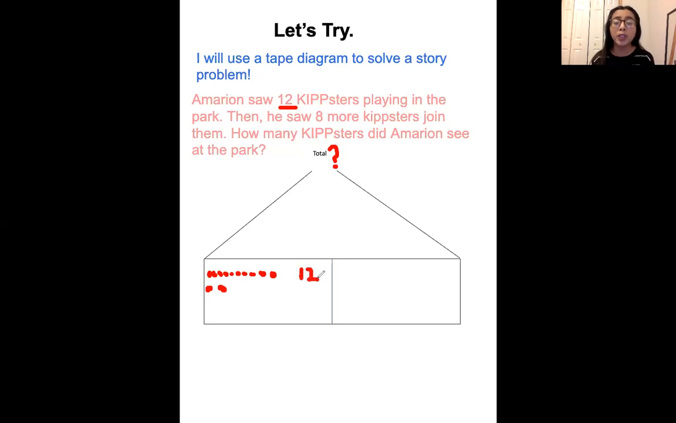And it's also important in a tape diagram that you label what the parts are. So these are the ones that he saw in the beginning. So I'm gonna write B for beginning because those are the ones he saw in the beginning.